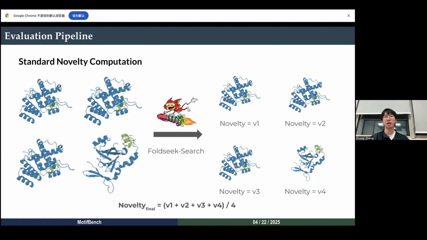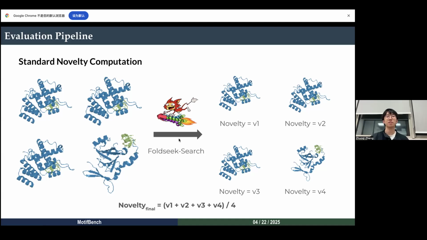But consider we now have a scaffold set like in this case. The three of them have a very similar topology, but the rest of them are pretty different compared with them. So we'll have the final novelty value pretty biased towards this dominant topology. So in this sense, we might get a biased novelty value to evaluate the method.